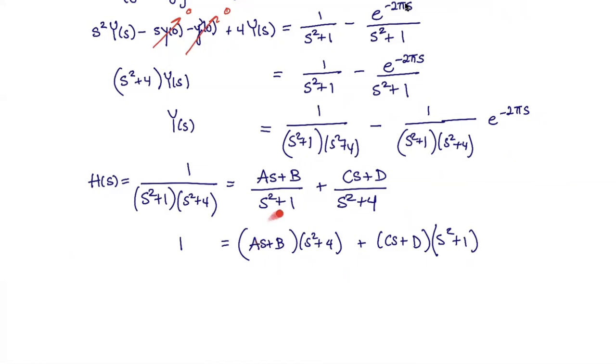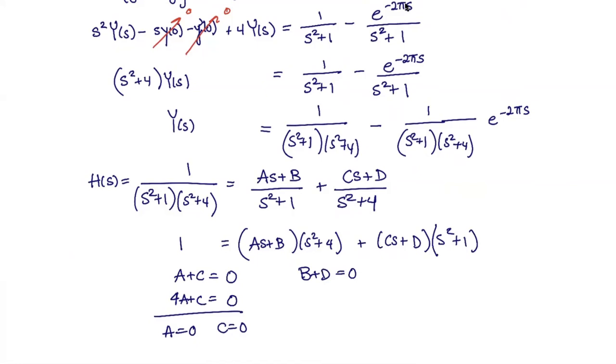As times s squared, cs times s squared will give us the cubes, so that a plus c is equal to 0. B times s squared and d times s squared will give us the squared term, which means b plus d must equal 0. As times 4 and cs times 1 must add up together so that I get 4a plus c is equal to 0. So now I have an equation for a and c, which when I solve, I will certainly find that a is 0 and that c is 0 also.